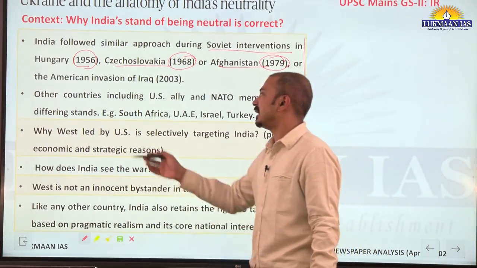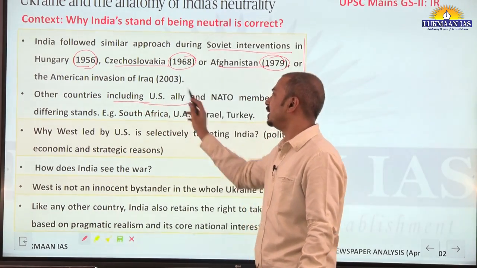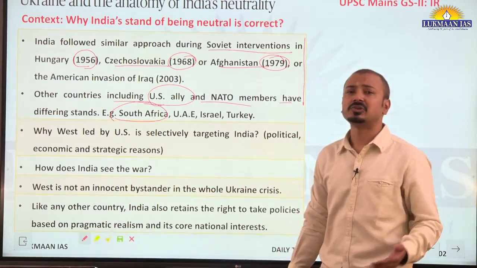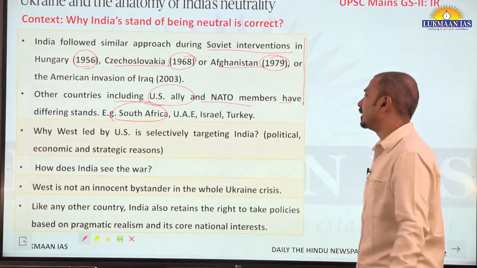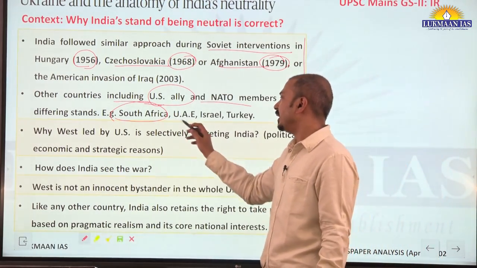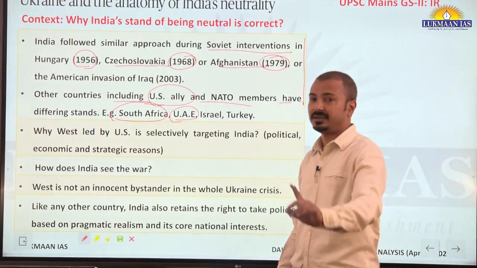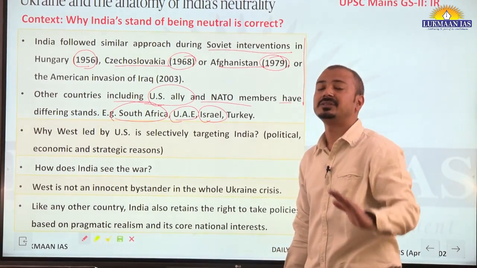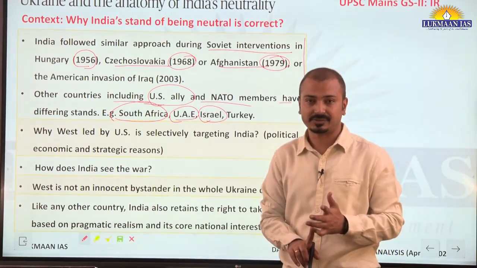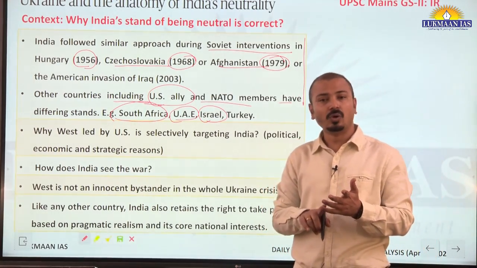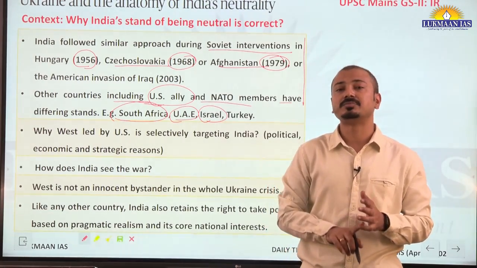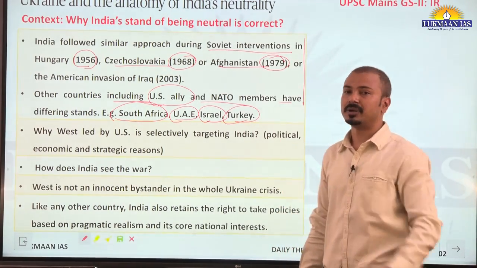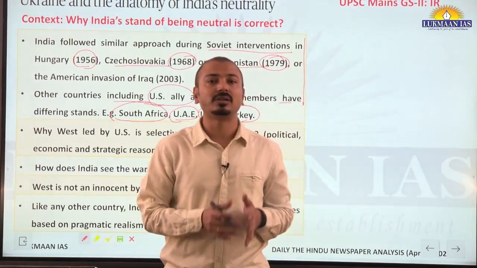Then one should also understand that not only India but other countries, including US allies and NATO members, have a differing stand. For example, South Africa has also abstained from resolutions or voting in the UN, UNSC, UNGA. UAE also abstained from voting in the UNSC resolution against Russia. Also, Israel, although it accepted sanctions, is not aligning itself with them. It has voted in favor of NATO allies or the US, but it is not accepting or aligning with the sanctions. Same is the case with Turkey, which is a NATO member. So that means India is not the lone country here.